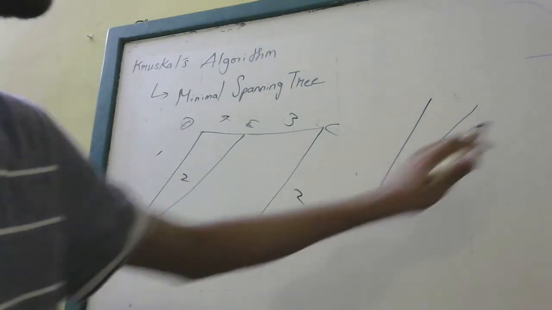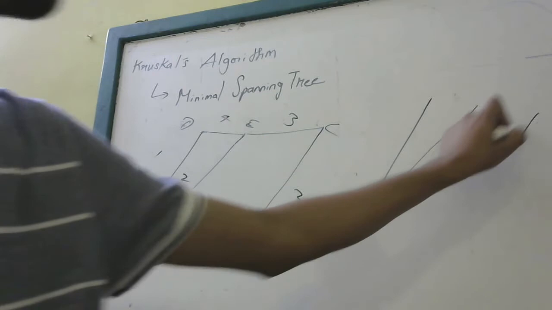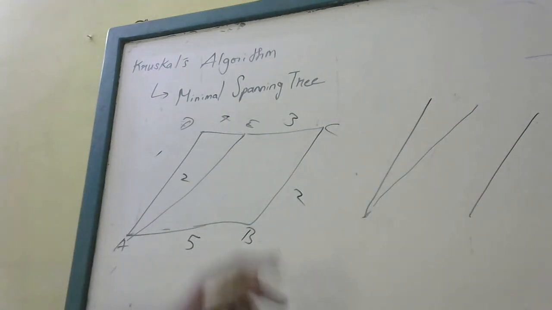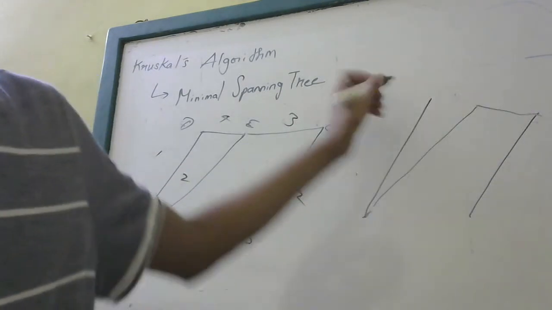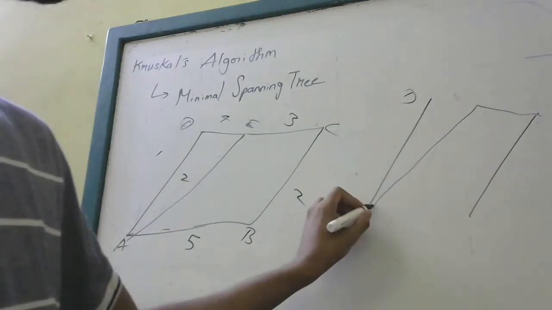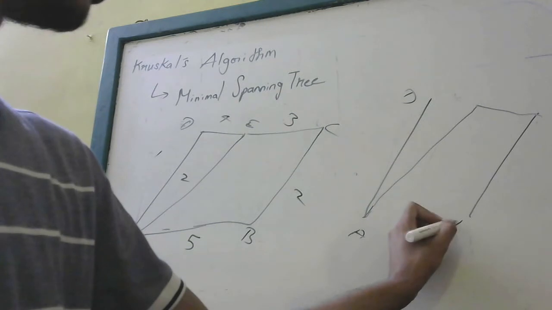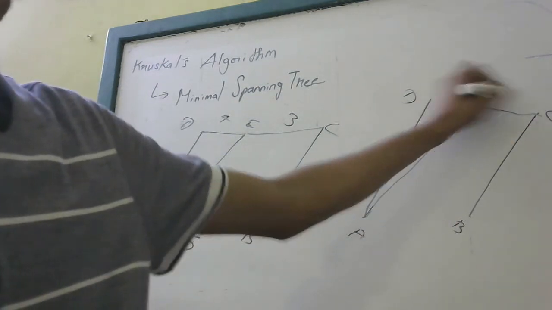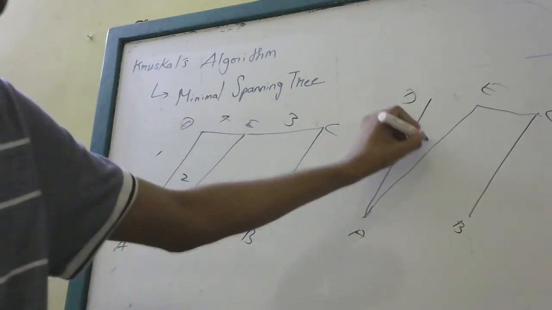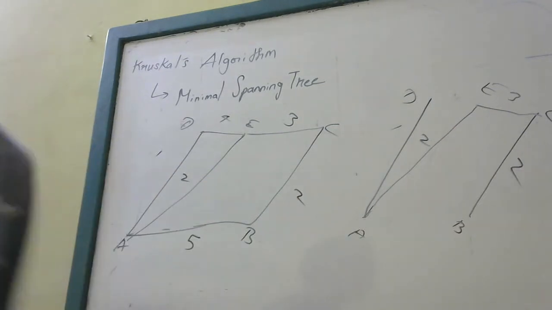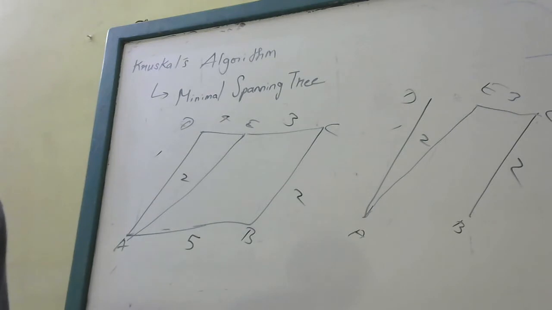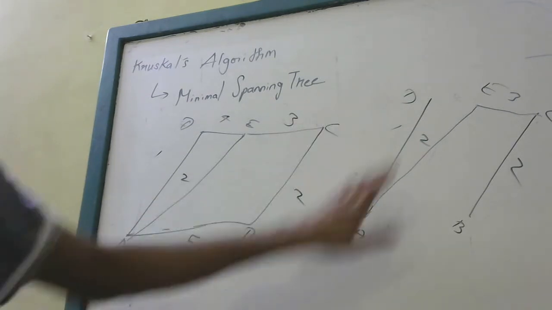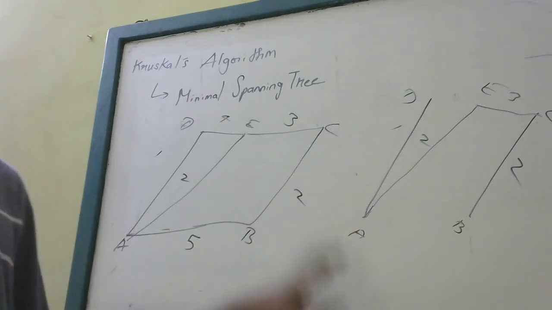Yeah, BC. And then the next one with the least weight is EC. So let me just name the nodes, A, B, C, with the edge weights 1, 2, 3, 2. So now we clearly see that we have got the minimal spanning tree with the minimum edge weights that are required to travel through each node.